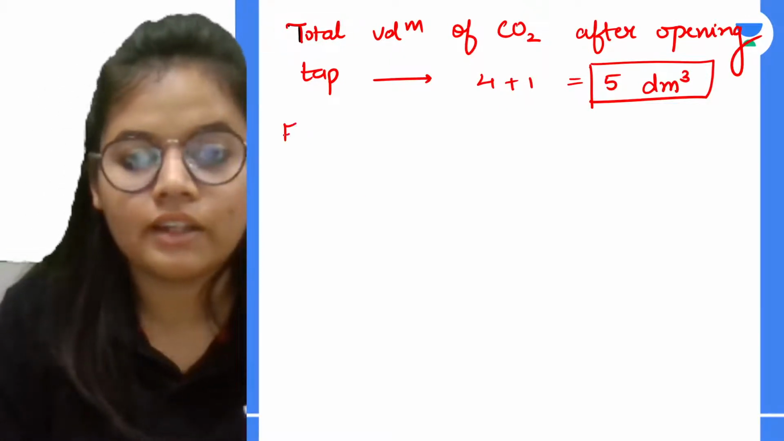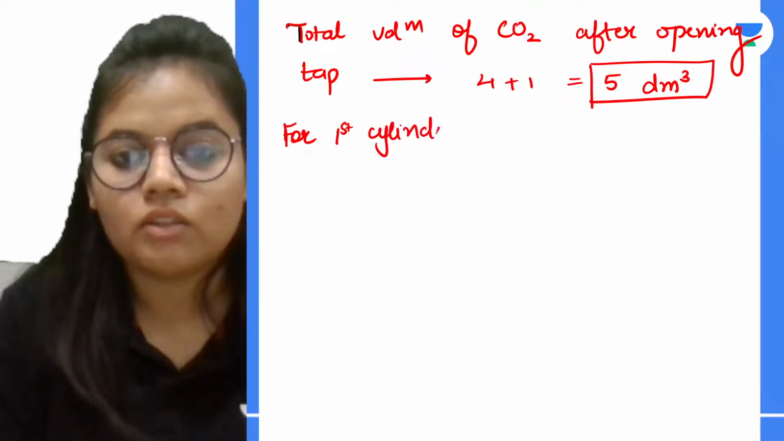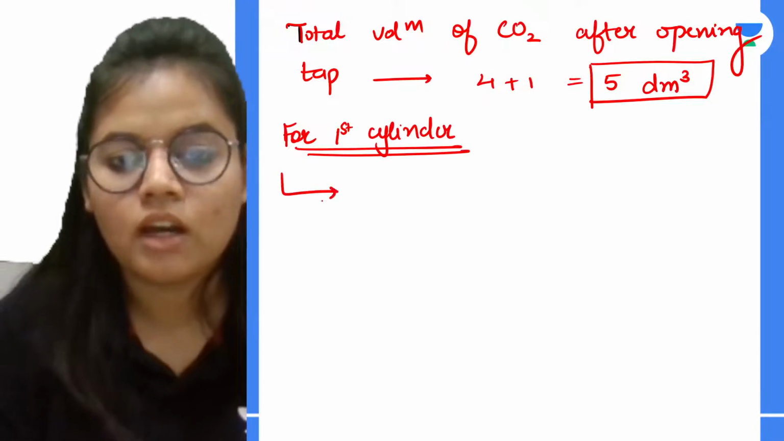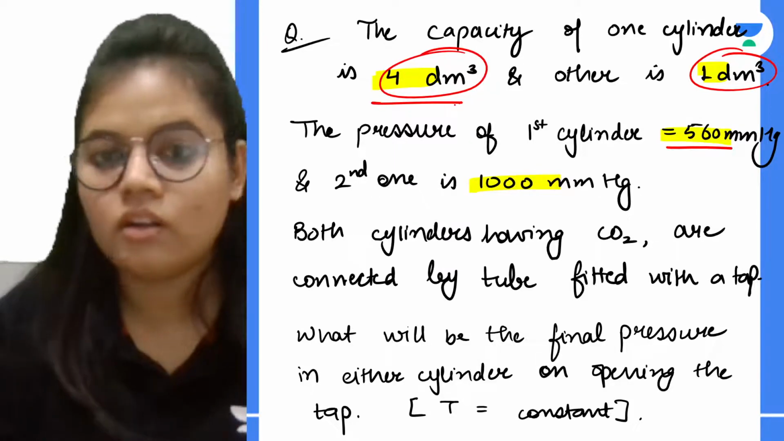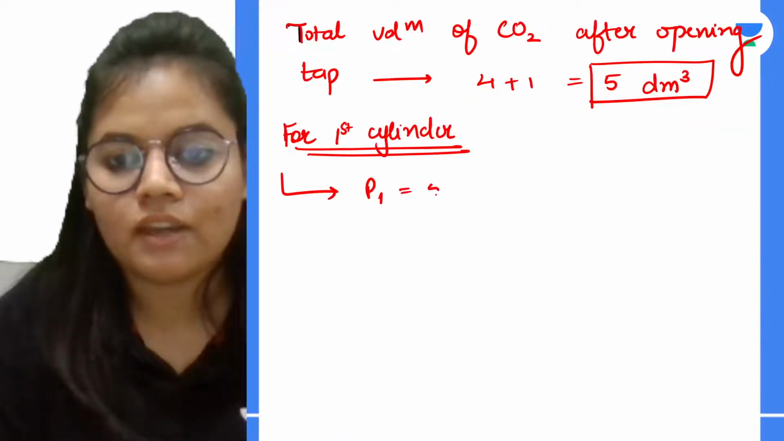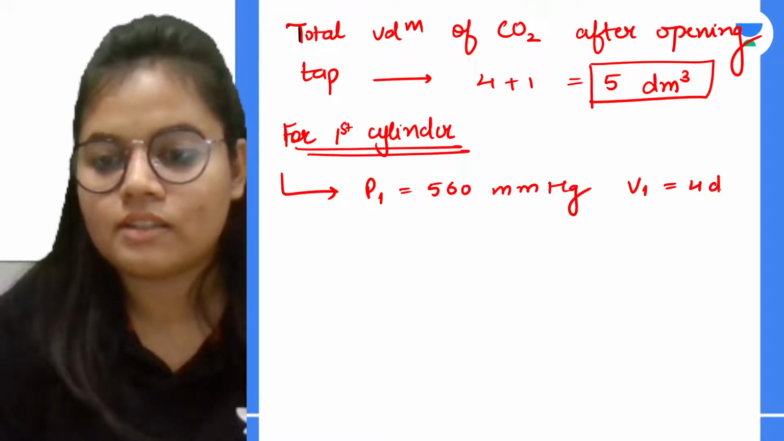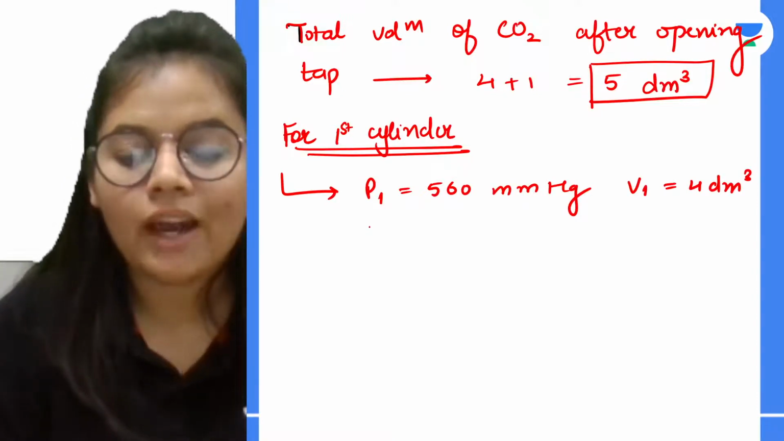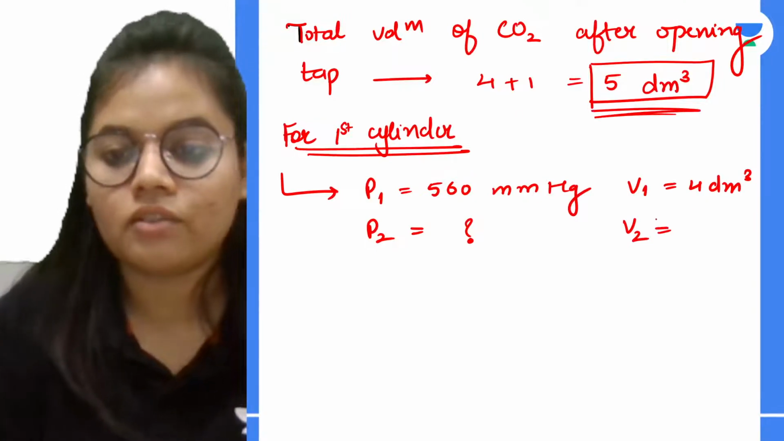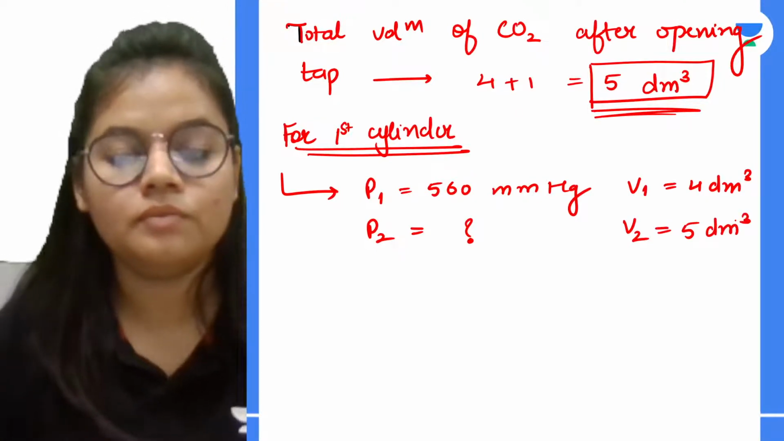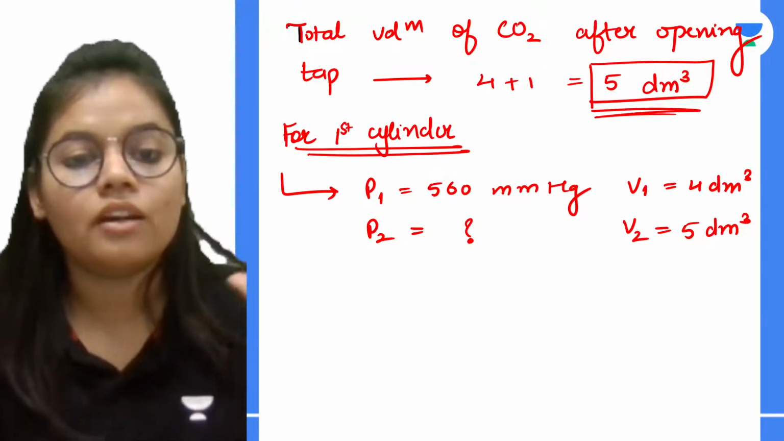Now for the first cylinder, now we will be calculating for the first cylinder. Let's see what are the values given to us. P1 is given as 560 mm of mercury, V1 is 4 decimeter cube. Okay, P2 we have to find out when V2, the final volume, is equal to 5 decimeter cube. This would be the calculation of pressure for cylinder first.